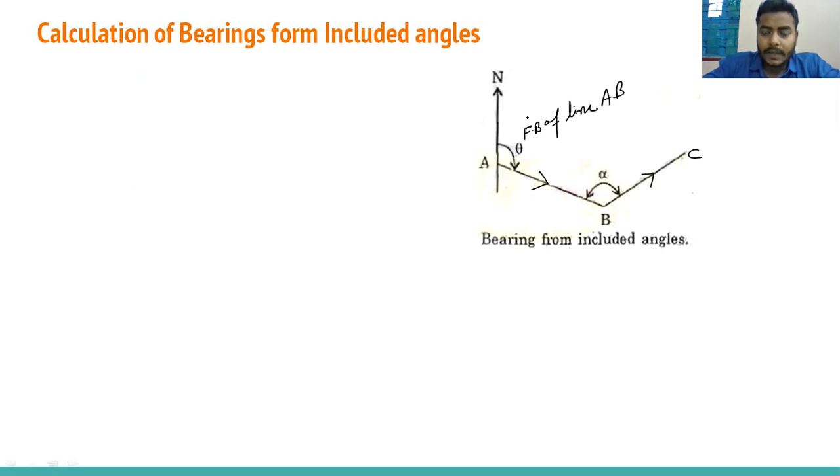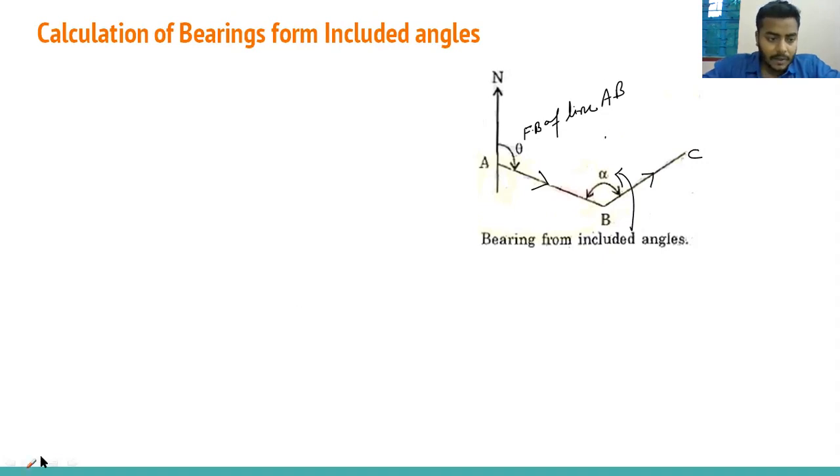AB. What is forebearing? Forebearing is the direction of a line from the north in the clockwise direction, in the direction of progress of work. You can see here we are going from A to B, so theta will be the forebearing of line AB. And this alpha is the included angle between two adjacent lines, that is AB and BC. Alpha here is the included angle.